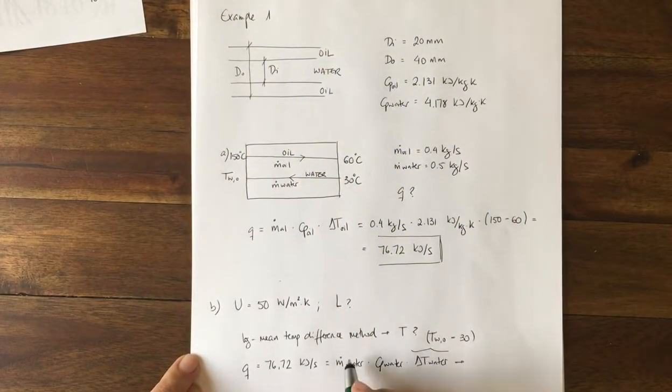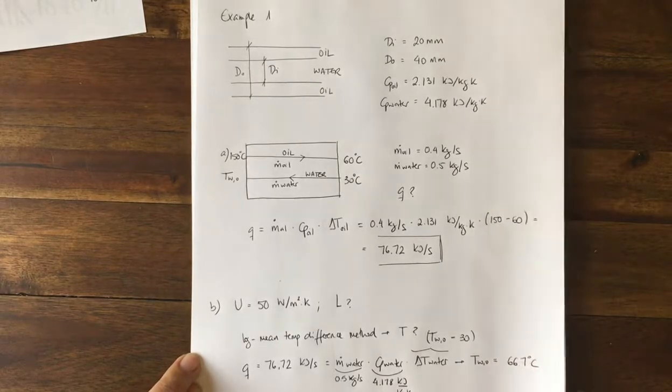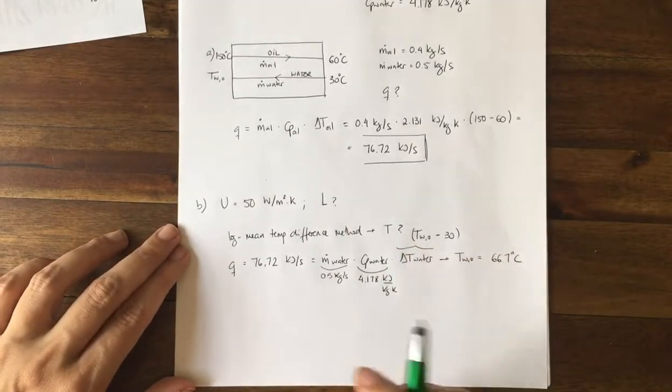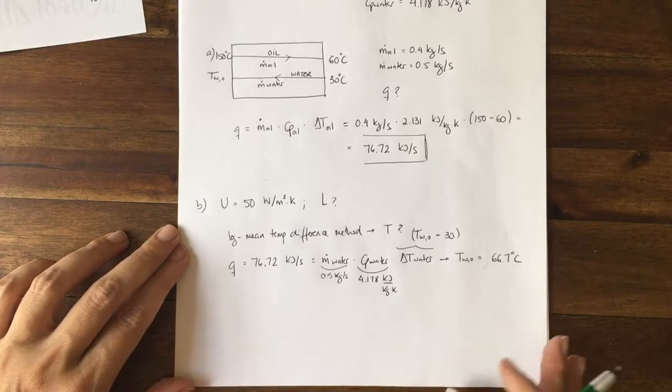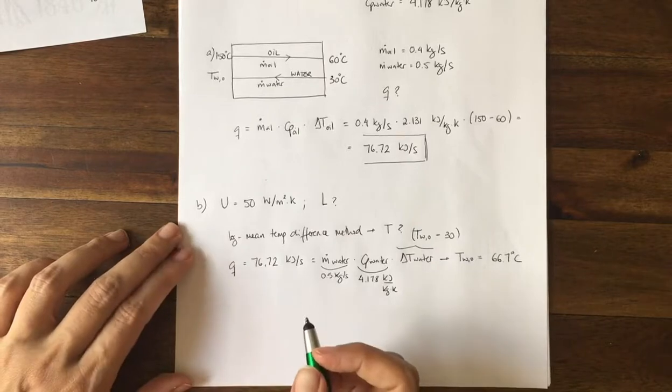We have here all the elements that we need. The mass flow rate is equal to 0.5 kilograms per second. The thermal capacity of water is 4.178 kilojoules per kilogram per Kelvin, and therefore the temperature at the outlet is equal to 66.7 Celsius. So now we know all the 4 different temperatures, 2 at the inlet and 2 at the outlet. So now we can directly apply the log-mean method here.